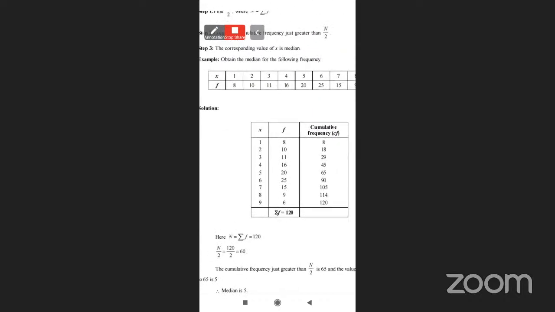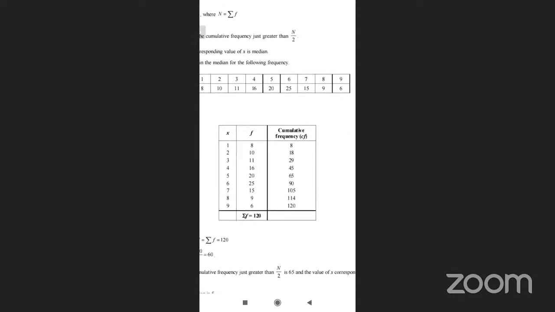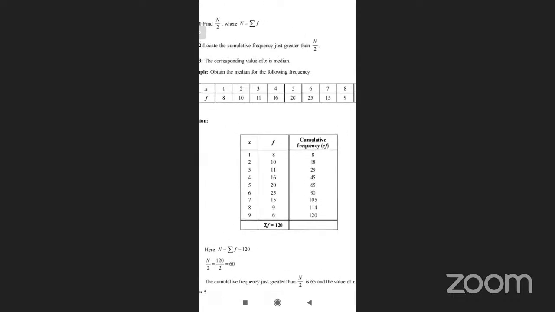Now, here our N equals sigma f equals 120. That is 120 by 2, that is 60. The cumulative frequency just greater than N by 2 is 65. Now, where is our 60 in the cumulative frequency? Here is 8, there is no 60. Here is 18, there is no 60. Here is 29, there is no 60. Here is 45, there is no 60. Here is 65. In that, 60 is included.